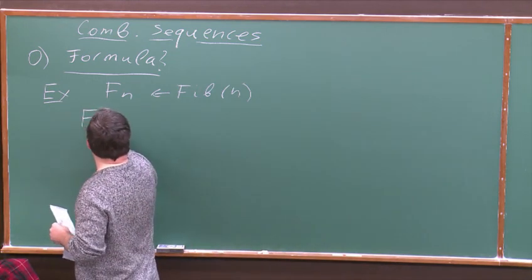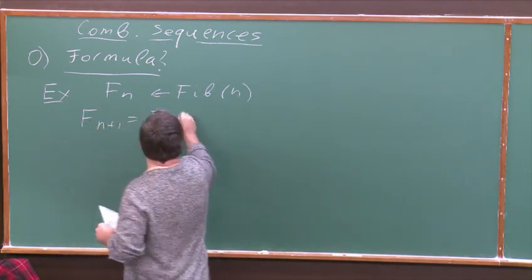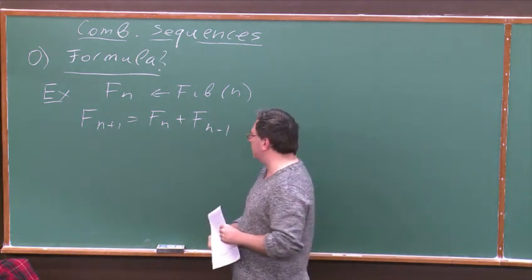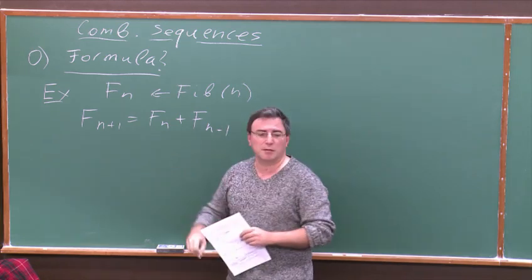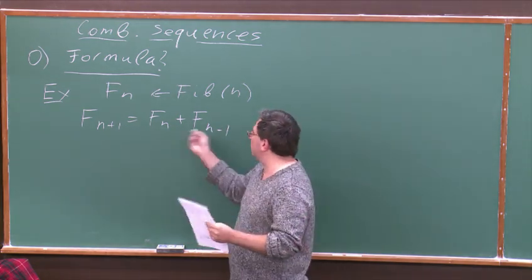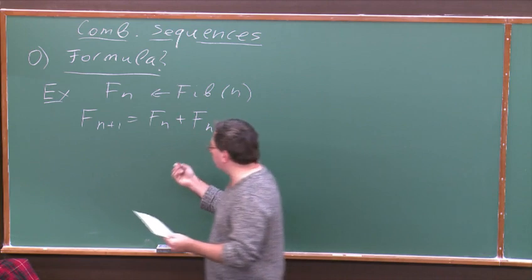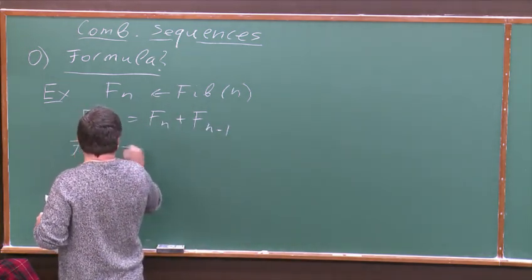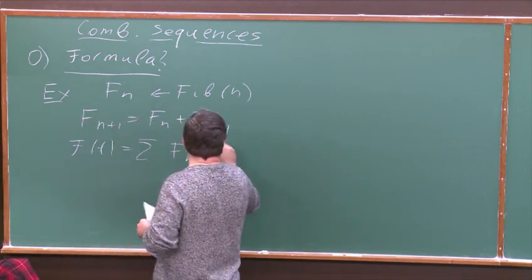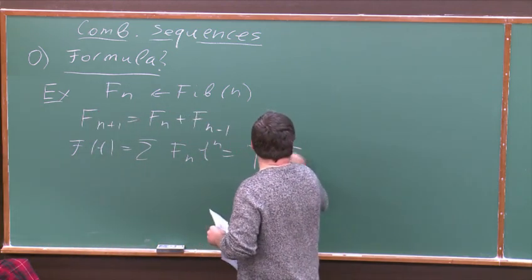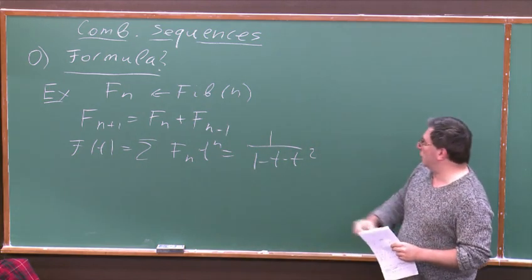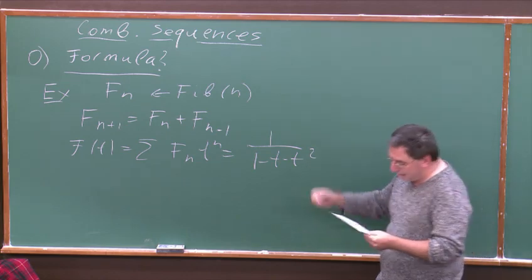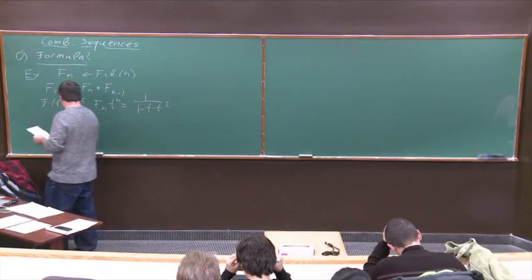If you think about it, F_{n+1} = F_n + F_{n-1} is a perfectly good formula. With initial conditions, it completely defines the sequence. It makes it very easy to compute, and you can understand a great deal immediately from there. So particularly, if you write the generating function, the sum of F_n t^n, you immediately see that this is t over 1 minus t minus t squared, which is a different kind of formula, also very nice. Okay? But this is not the end, of course.